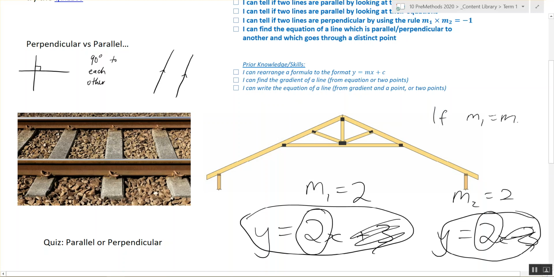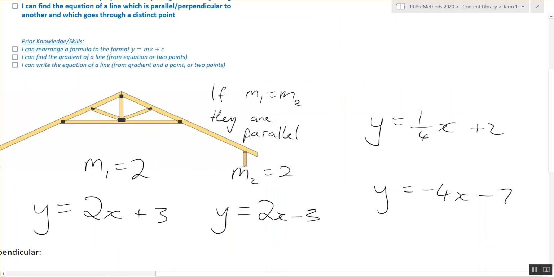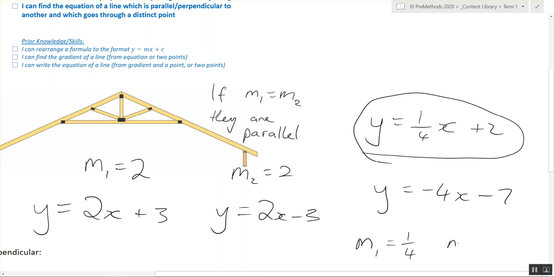If M1 equals M2, what happens? They are parallel. Well done. So what are the gradients in these two? In the first one, it's 1/4. Yes, well done, whoever said that. And the next one is -4.